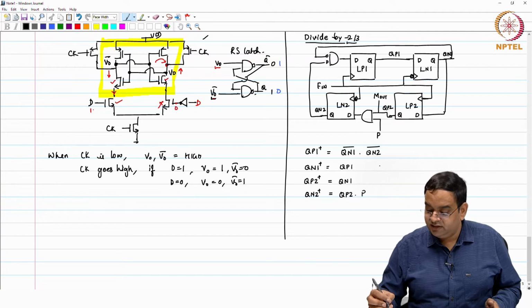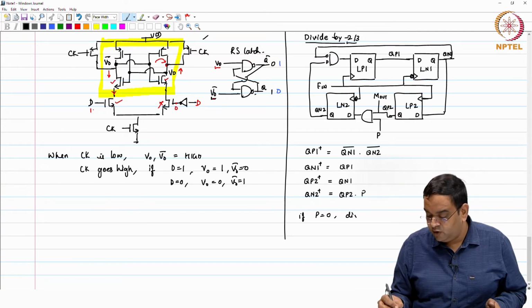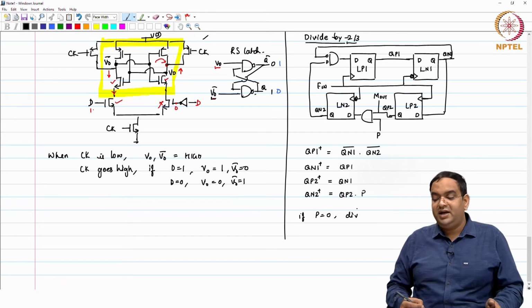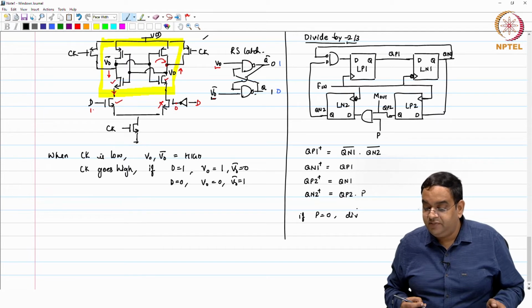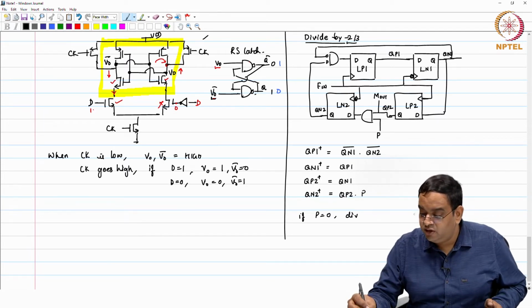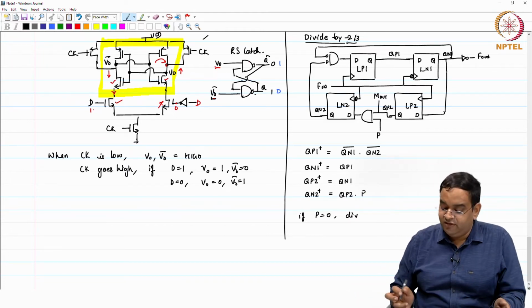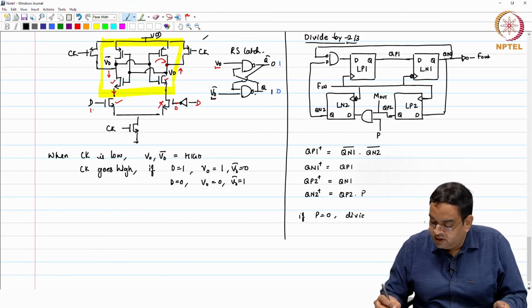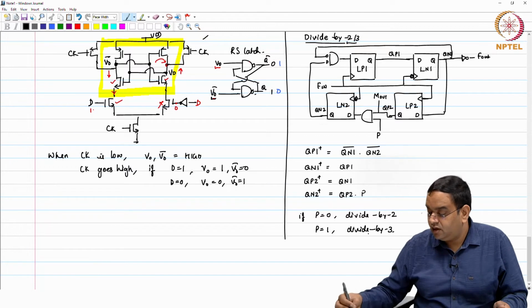Now, in this case, if P is equal to 0, then the output frequency you can take at any node. These are all having the same frequency at the output. So, if you want, you can take this as F out, or even M out signal or QP2 signal is also going to have the same frequency. Then here, if P is equal to 0, you divide by 2, if P is equal to 1, you divide by 3. Okay. How is it going to do?